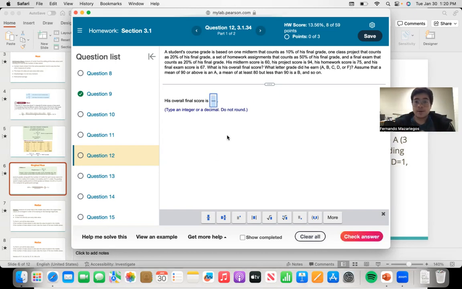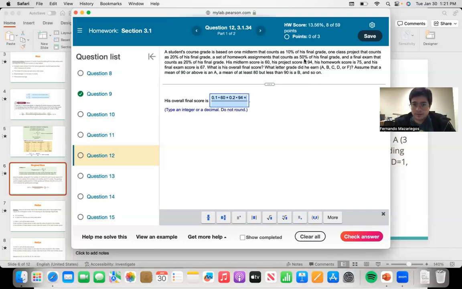We know it's a quotient, and we want to multiply each weight by its X value, and then we add them together. So for the one midterm, that is 10%, I'm going to represent that as a decimal. We multiply it by its X value, which is 60. In this case, the X value is the score they got in that midterm. The next class is the project. That is worth 20%. We multiply that by the score. His project score is 94.